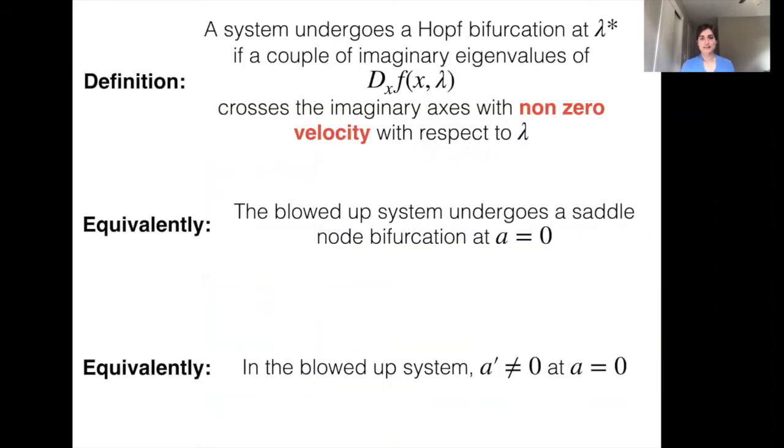So now we have drawn an equivalency between the formal definition of the Hopf bifurcation that we're usually looking at and something that in our blown-up system is quite easy to test. We're just checking that A is constantly changing and that it is crossing 0. This is something that we're going to be able to do in the PDE form.